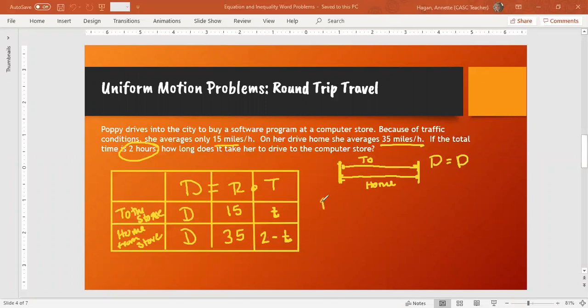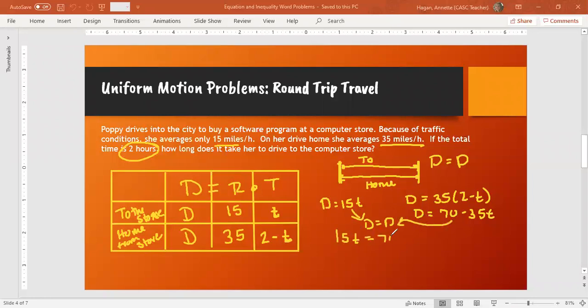So my two equations are distance equals 15T and distance equals 35 times 2 minus T, which we could say is distance equals 70 minus 35T. We know the distances were the same because she went somewhere and came back. So since D equals D, I can substitute 15T in, and I can substitute 70 minus 35T in. I'm going to solve this for T by adding 35T to both sides.